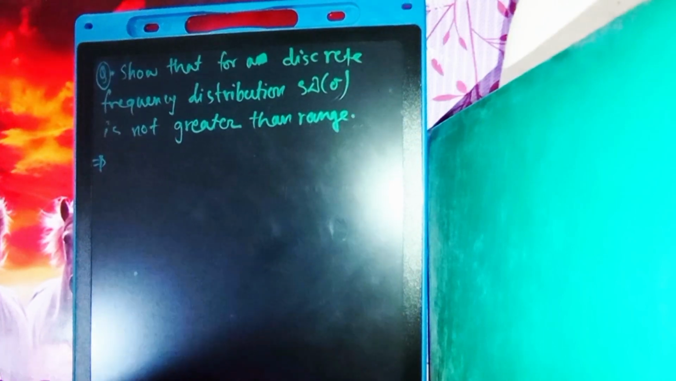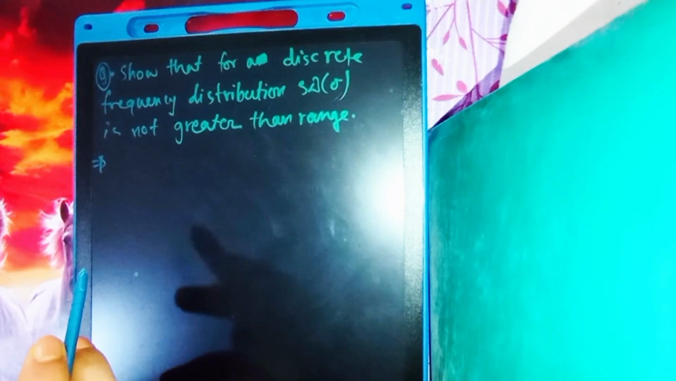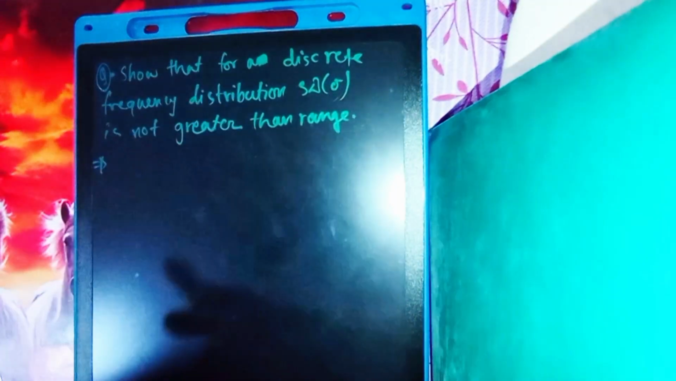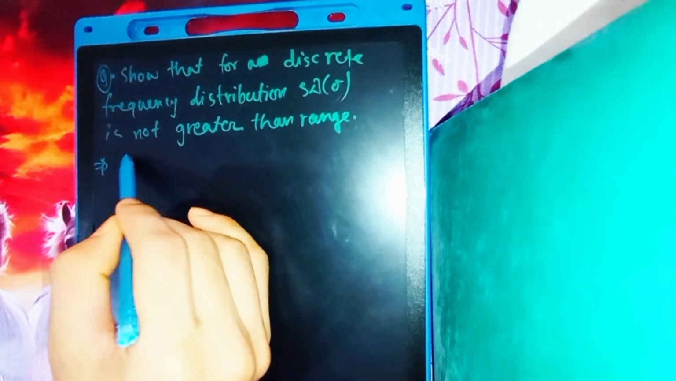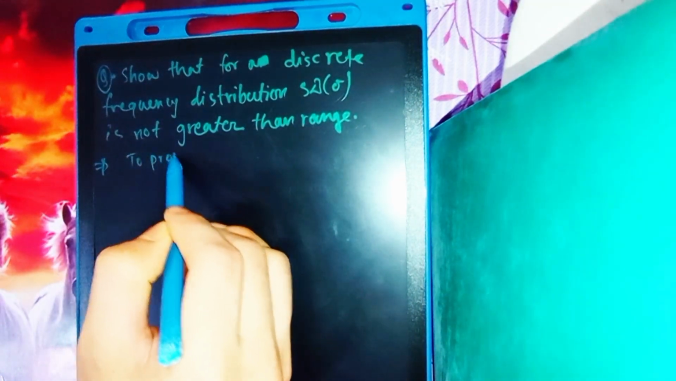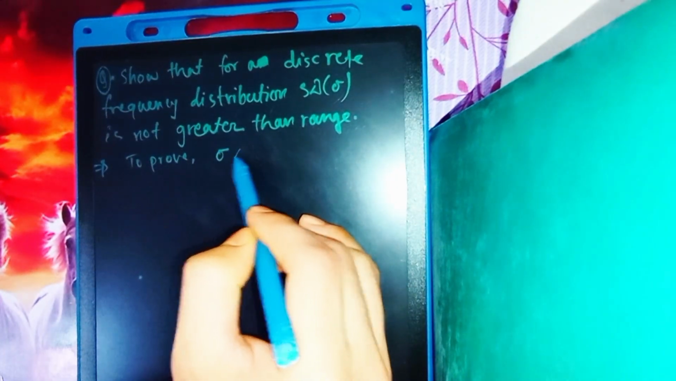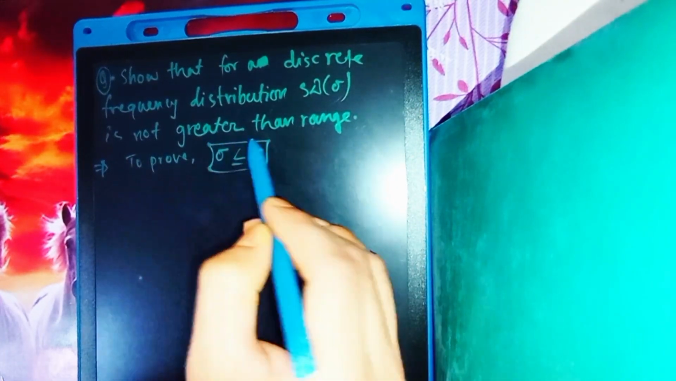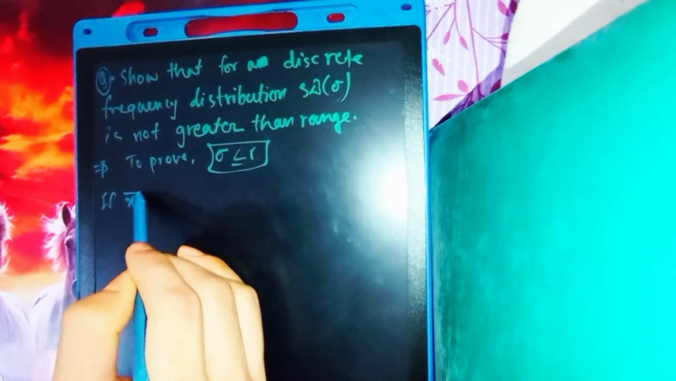Hello guys, the question today is: for a discrete frequency distribution, the standard deviation, which is denoted by sigma, is not greater than the range. So what we have to prove is that the standard deviation is not greater than the range, which means that the standard deviation should be less than or equal to the range.